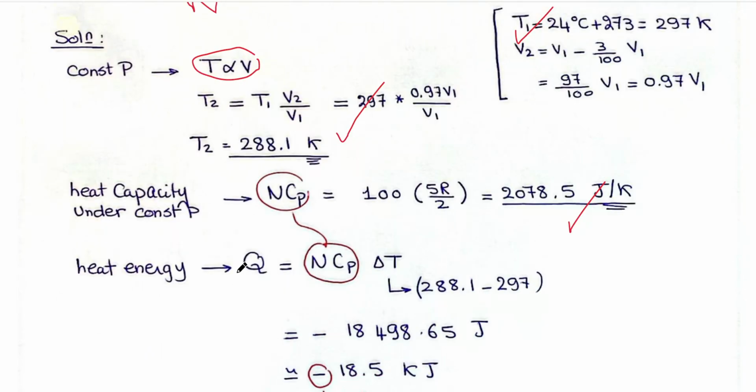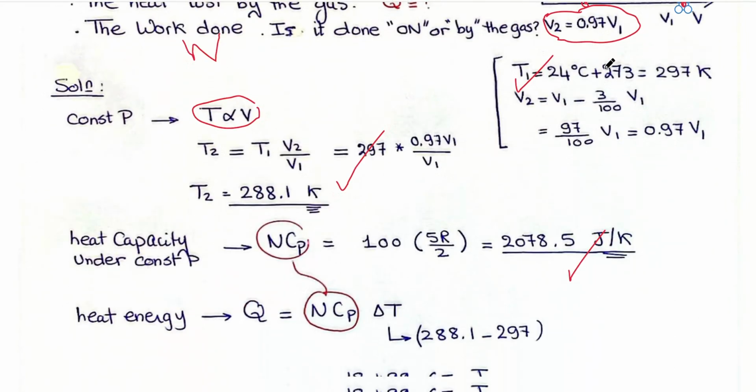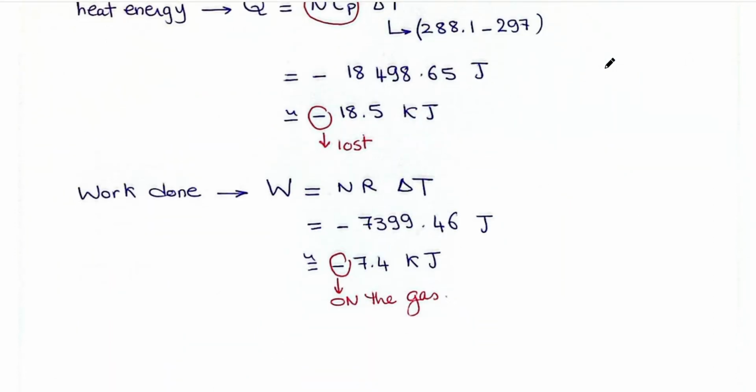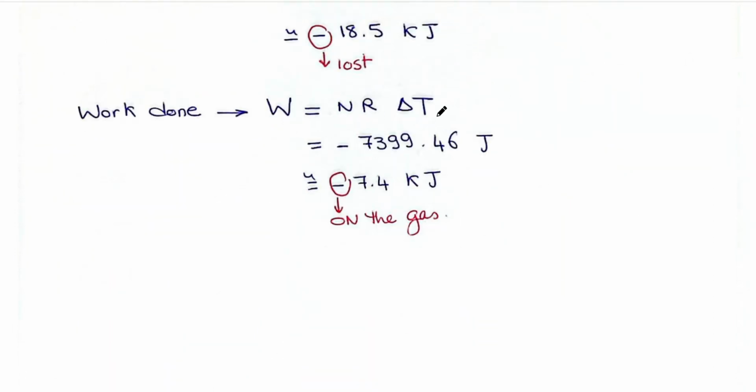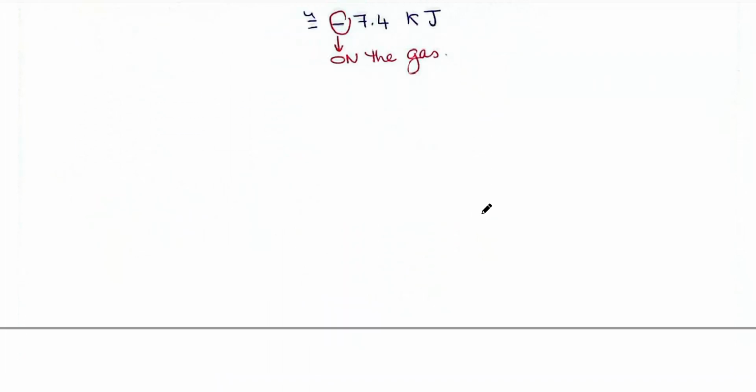Finally, I want to calculate the work done. From my sketch, I can calculate the area, but I don't know the pressure to get the area. So this is not the way to calculate it. So I have to substitute in the equation. Again, if it's constant pressure, the work is nR delta T. Now the delta T is negative, so the work is negative. What is meant by negative work? It means that this work is done on the gas. This is not done by the gas, but it's done on the gas.